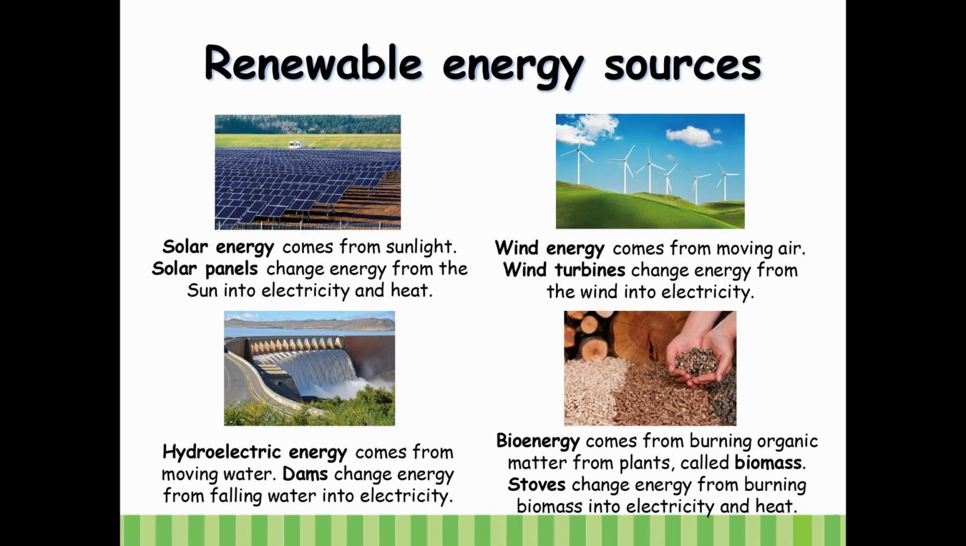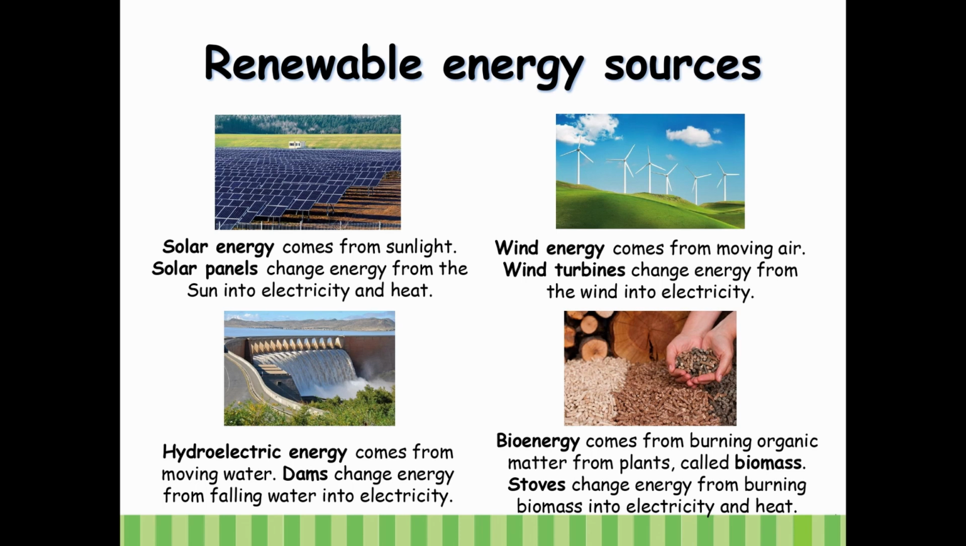Solar energy comes from sunlight. Solar panels change energy from the sun into electricity and heat. Wind energy comes from moving air. Wind turbines change energy from the wind into electricity. Hydroelectric energy comes from moving water. Dams change energy from falling water into electricity.